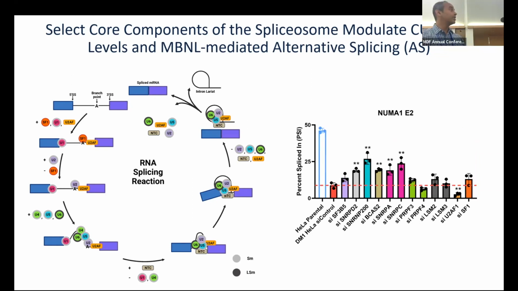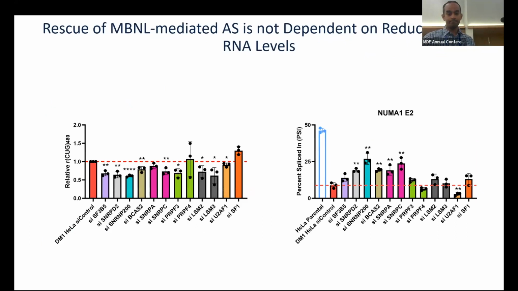And this was also true of both inclusion and exclusion. So here I'm showing NUMA1 exon 2. Normally, MBNL1 here promotes inclusion. And in the DM cells, you see that it is included less frequently due to the sequestration. And then when you knock down your select spliceosomal components, we see that again, there's rescue. But again, this was only occurring with a subset.